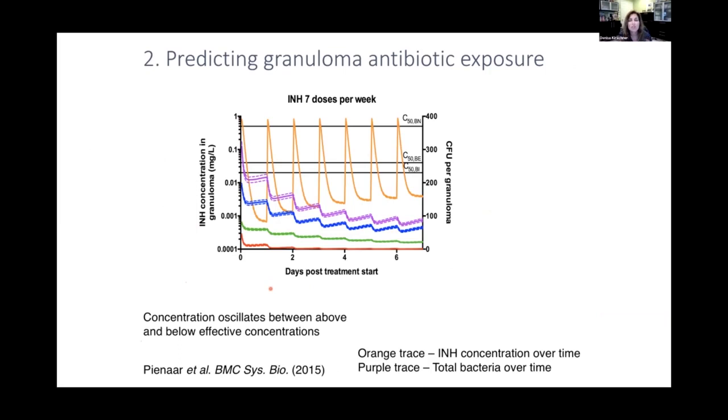So for example, this just shows you that we're able to track the numbers of doses in a 7-day period, once a day in a week. You can see how the drug is changing over time and the different bacterial populations depending on where they are sitting in the granuloma. And you can see that there are C50s here, depending on which bacterial class you are. And the drug is spending most of its time below those C50s. So no wonder it takes 6 to 9 months to treat.